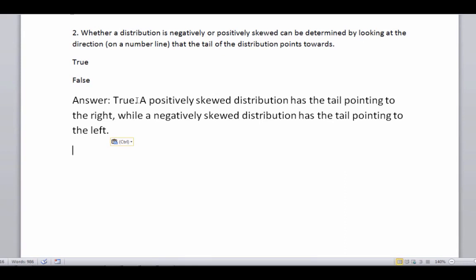And this is something that I see a lot of people get confused, which is very easy to do, and get it backwards. So when you're thinking about identifying whether a distribution that's skewed is positively or negatively skewed, always look at the direction that the tail points. Is it pointing to the positive end of the number line, towards the right? If so, then it's positively skewed. If it's pointing towards the negative end, towards the left, then it's negatively skewed.